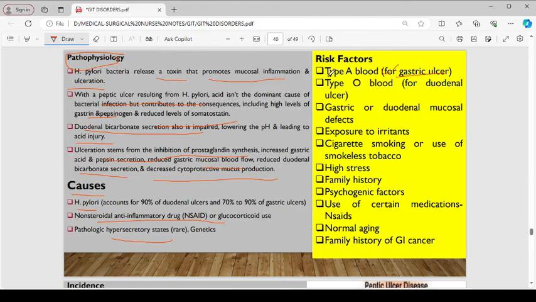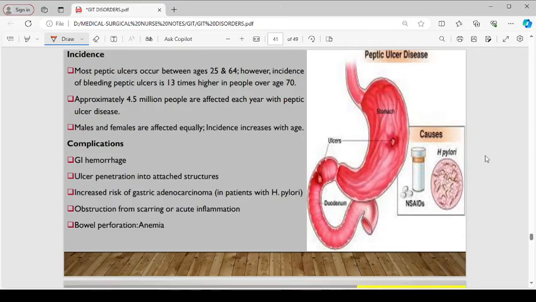Individual studies have shown individuals with type A blood group are likely to be very irritable, and this predisposes them to releasing more HCl, right? That predisposes them to this. Blood group O are also at risk of duodenal ulcers, and this is because they secrete stomach acid a lot. Gastric or duodenal mucosal defects, exposure to irritants, cigarette smoking, high stress, family history, psychogenic factors, use of NSAIDs, normal aging, also family history are also associated with peptic ulcer disease.